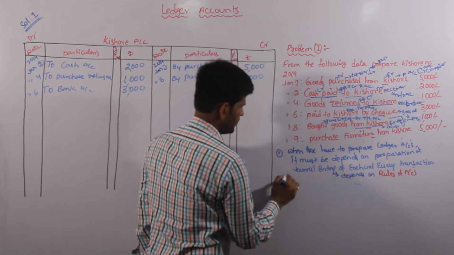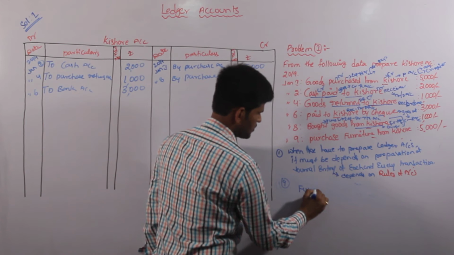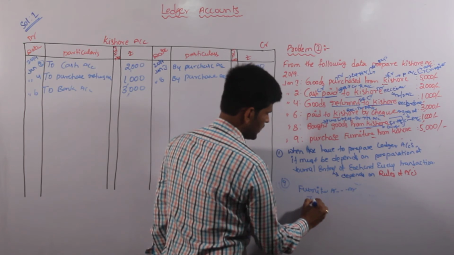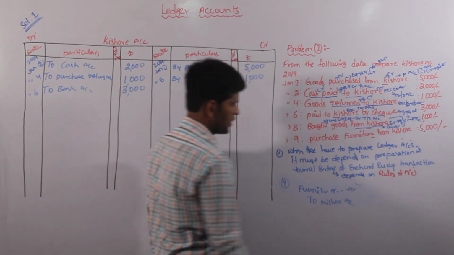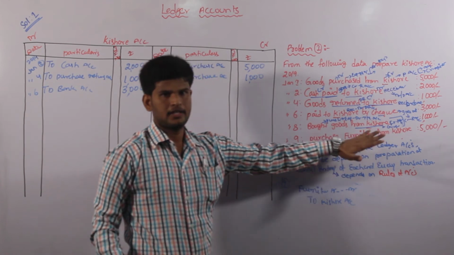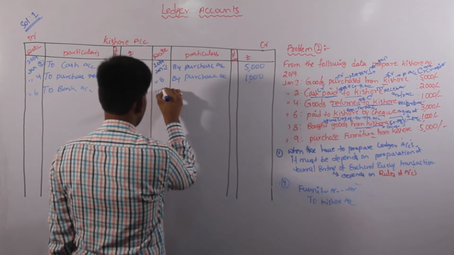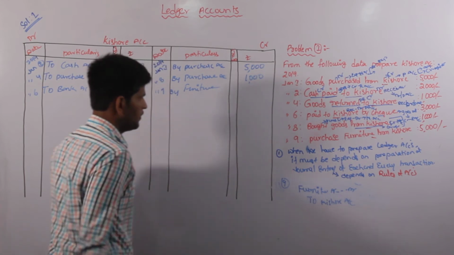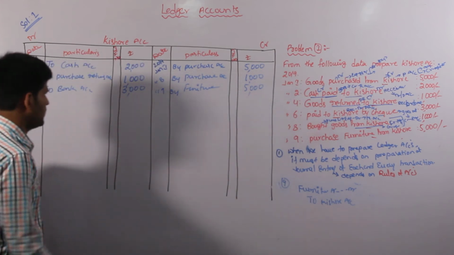that is on the 9th. Purchase furniture from Kishore. We are purchasing furniture, so we have to give first preference to assets. Furniture account debit to Kishore account. Why am I crediting Kishore? Because Kishore is the giver. That's the reason I am crediting the transaction. Again it will be converted into the credit side on the 9th, by furniture here. The amount is 5000. So all transactions are completed.